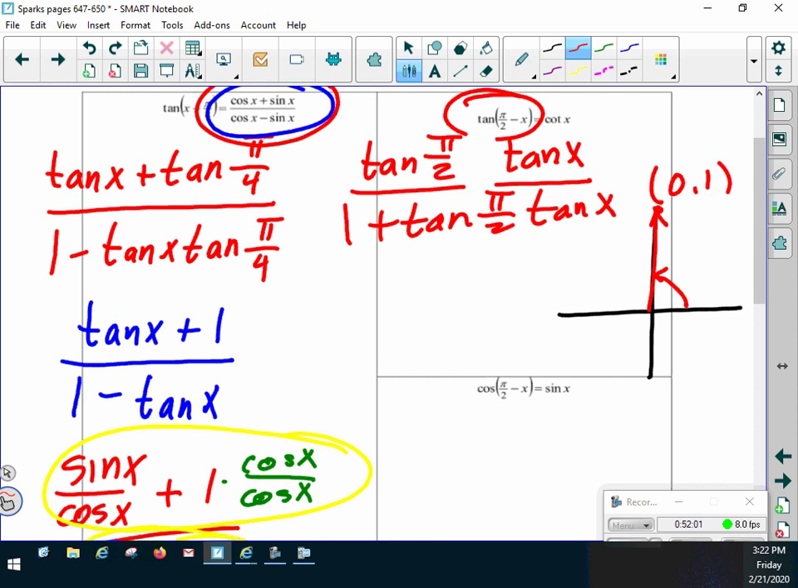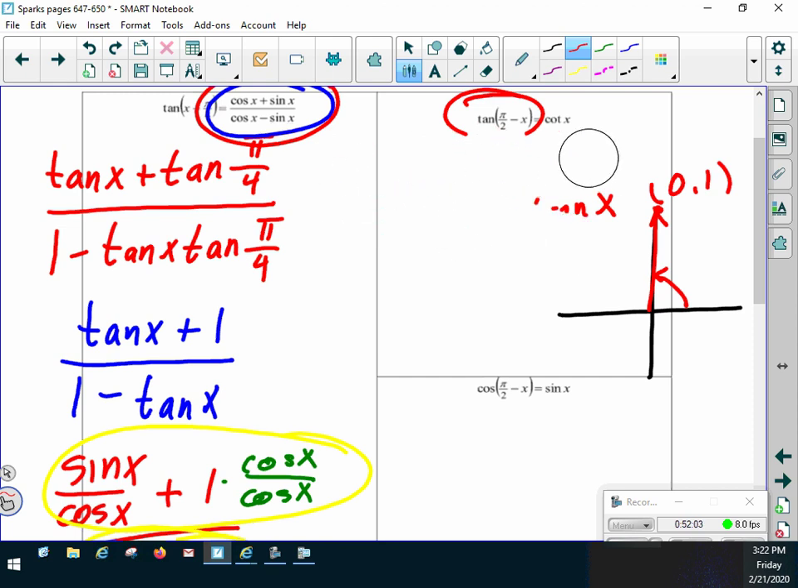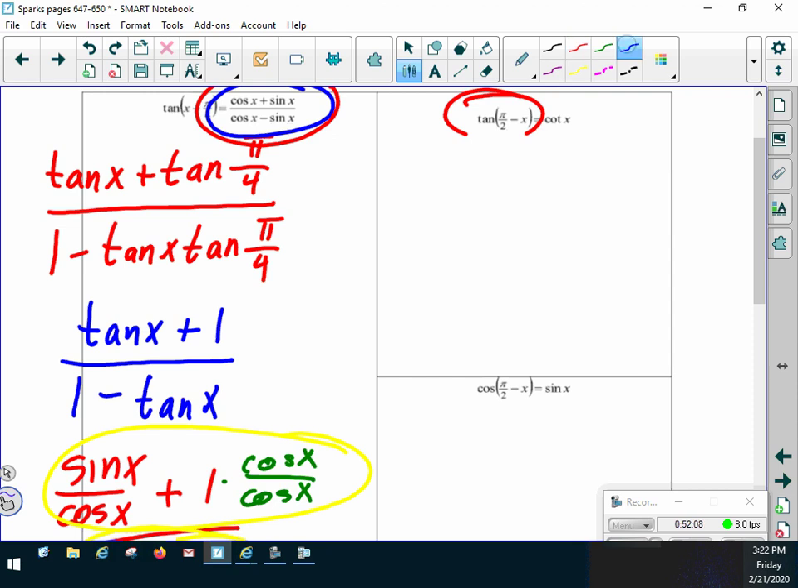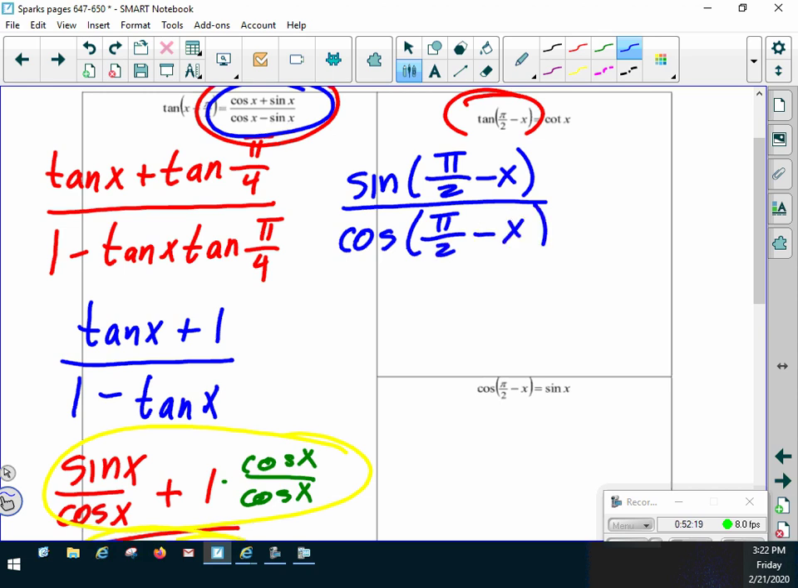Yeah, so I'll just despair. So you say, well, snap, I don't know how else to do it. Yeah, you do. Now you can write. Because I know tangent is sine over cosine. Yep.